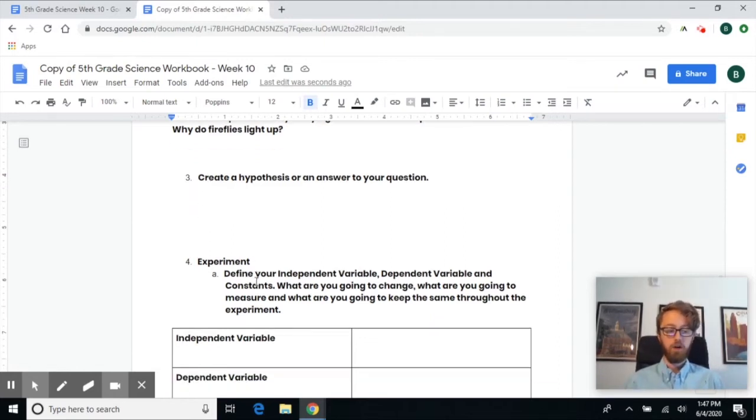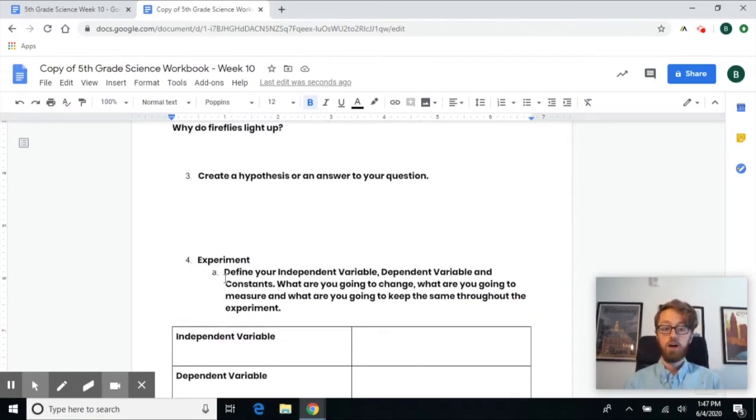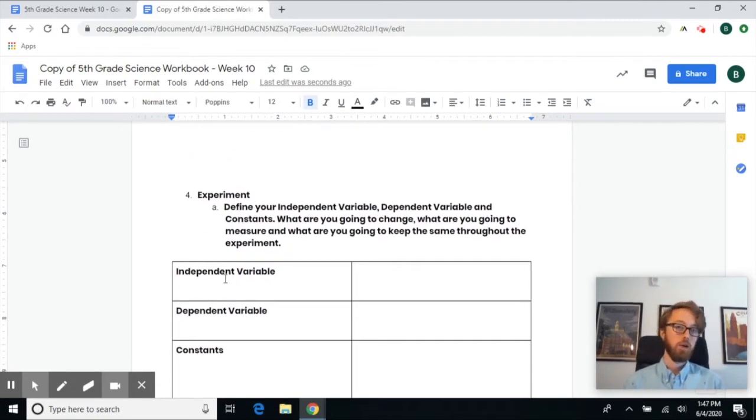So the next part goes into our experiment. We're just going to touch on what an independent, dependent, and constant are real quick so we can go back up and do our hypothesis. So an independent variable is something that you change in the experiment. A dependent variable is something that you are going to examine or record data on.